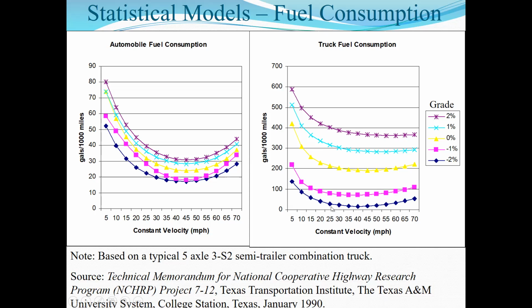So you can see at 35 to 40 miles per hour, you get the minimum amount of fuel consumption, okay, for trucks. And then this is the chart that was relevant when we used to have that 55 miles per hour speed limit a long time ago. And these are the types of statistical cost models that were based on it.